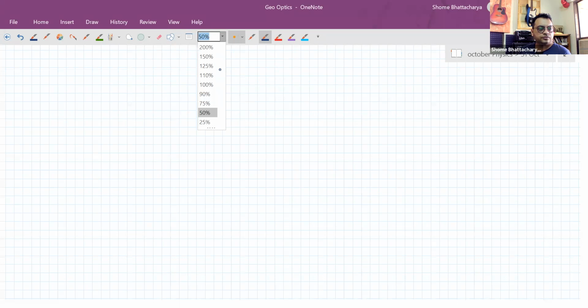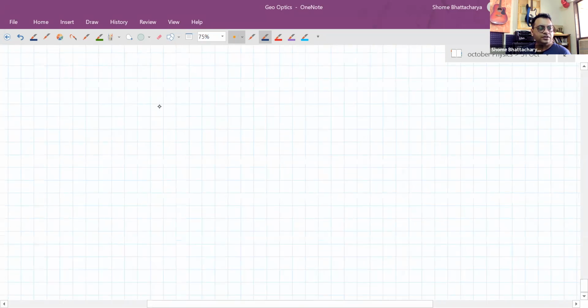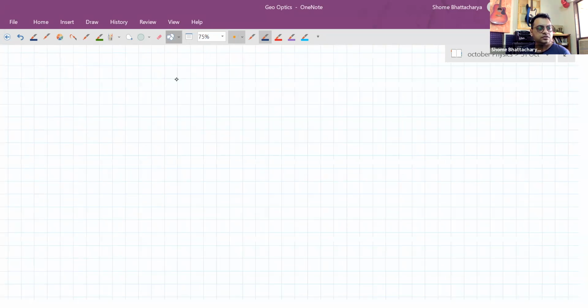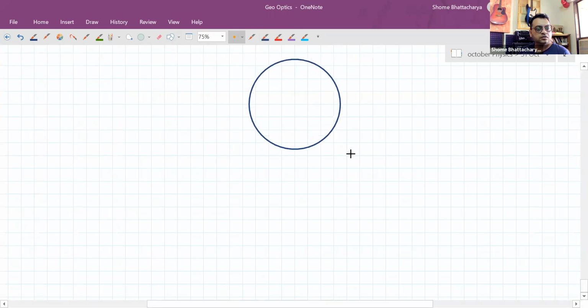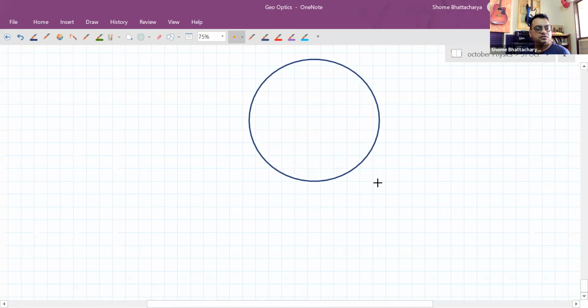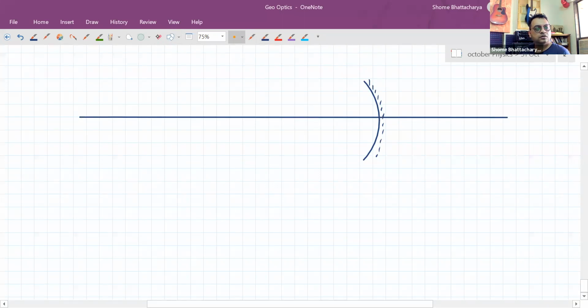Okay, now one way to interpret the above question is that we place the mirror like this, to the left of the pole. So we are having to keep the object also to the left of the pole.